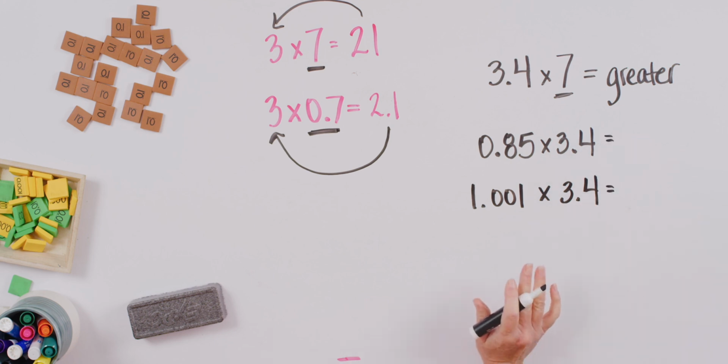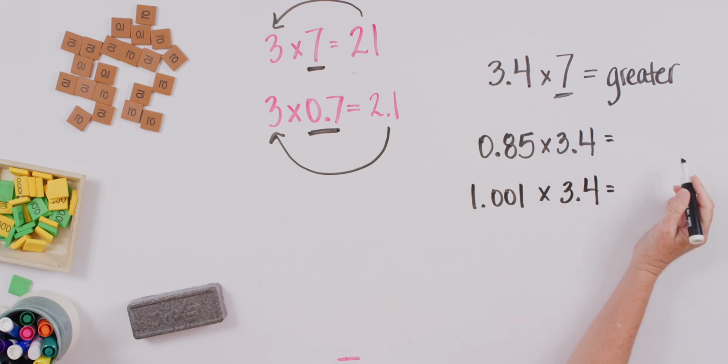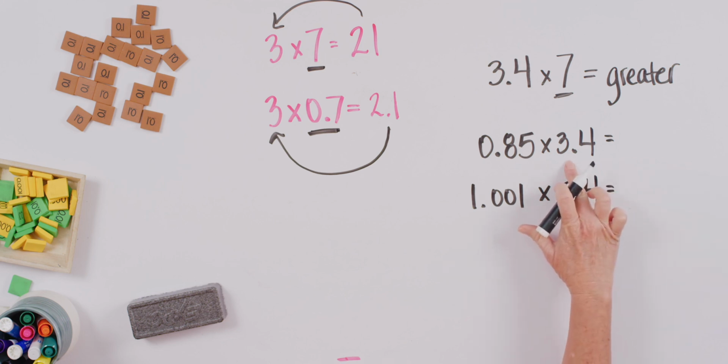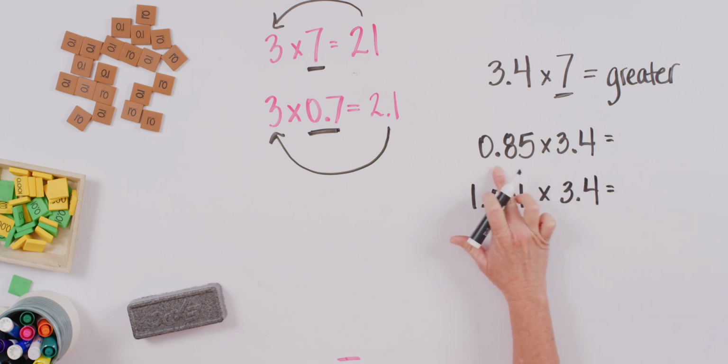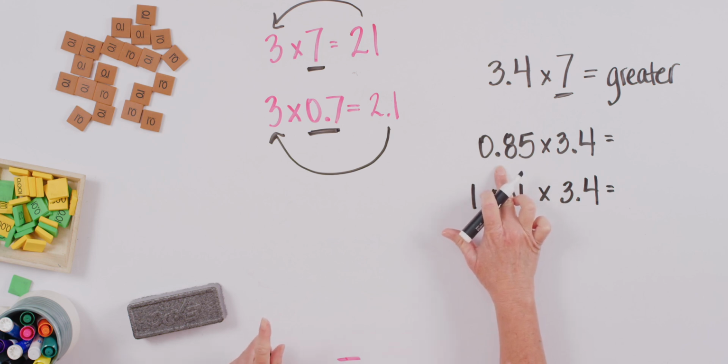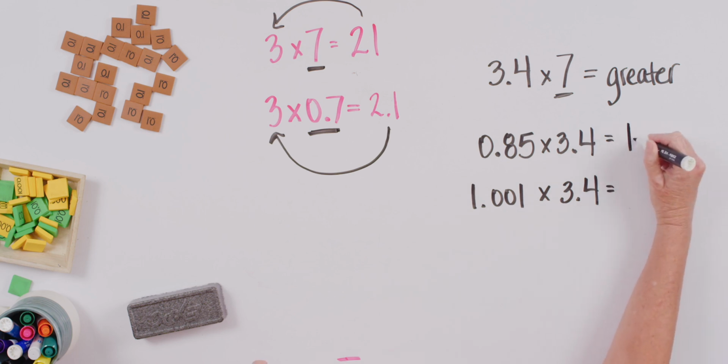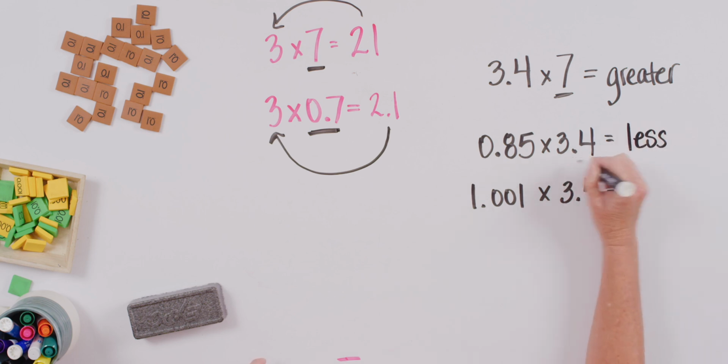All right, my question's going to be the same. Is my product going to be greater than or less than 3 and 4/10? Well, we're going to look over here. We're multiplying it by a number less than 1. Okay, so if it's less than 1, my product is going to be less than 3.4.